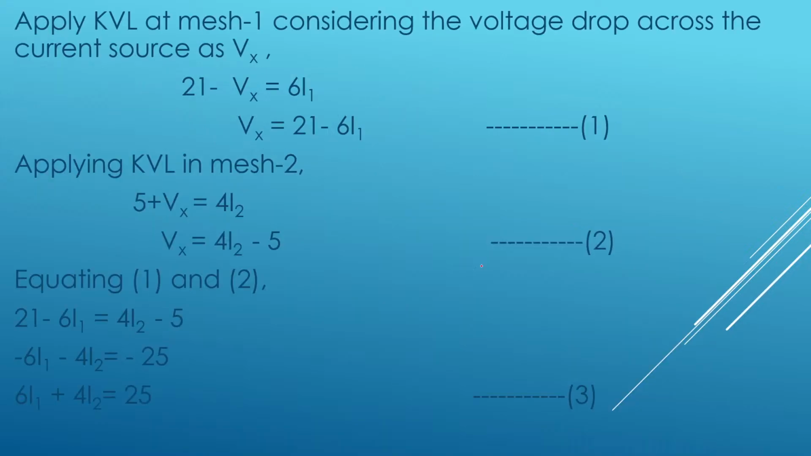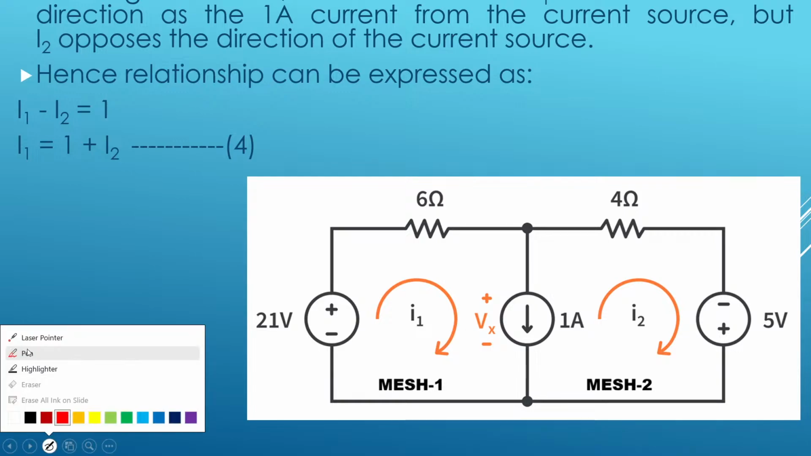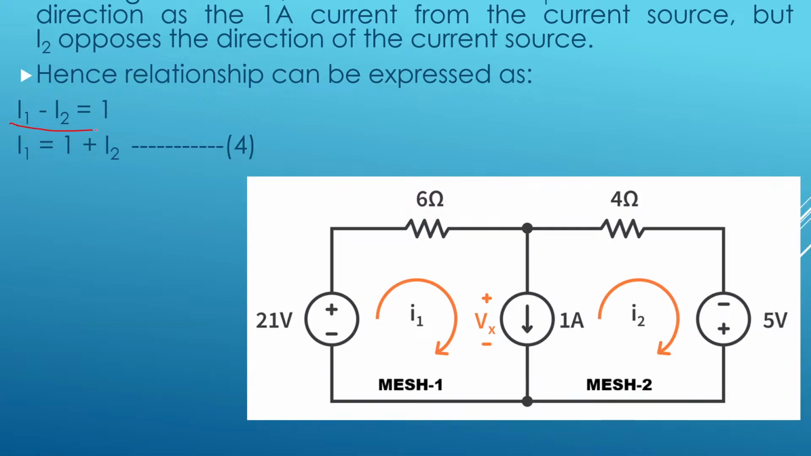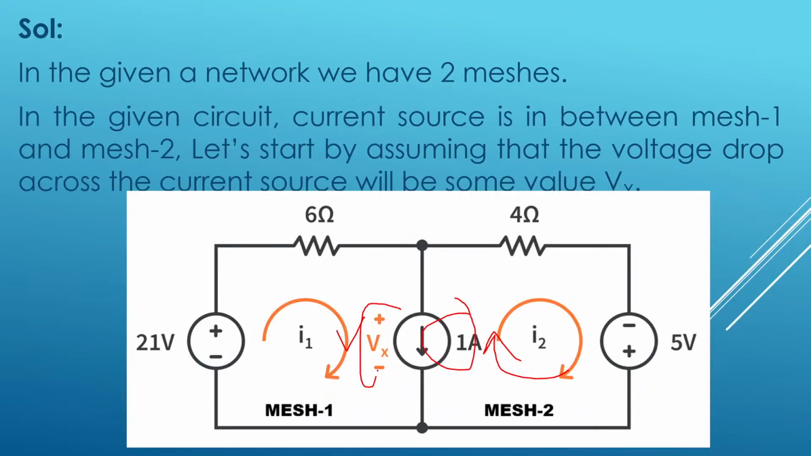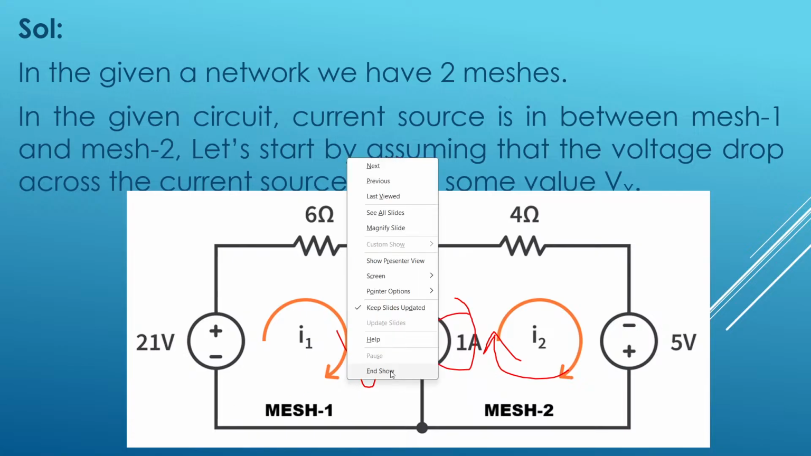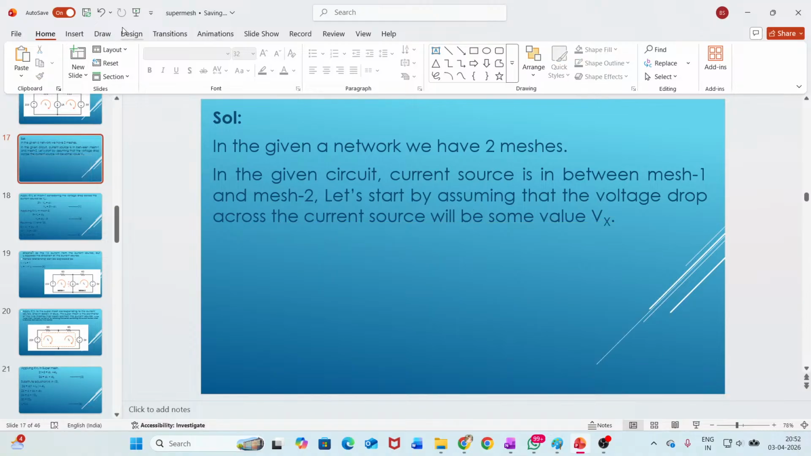What is the current source value? It is 1 ampere. So here I have written it. So I1 minus I2 is equal to 1. I have rearranged the terms: I1 is equal to 1 plus I2. And since I have assumed Vx here, Vx is the voltage across this current source. I will just copy it in the next slide to write the KVL equation. So I will apply KVL to both mesh 1 and mesh 2.